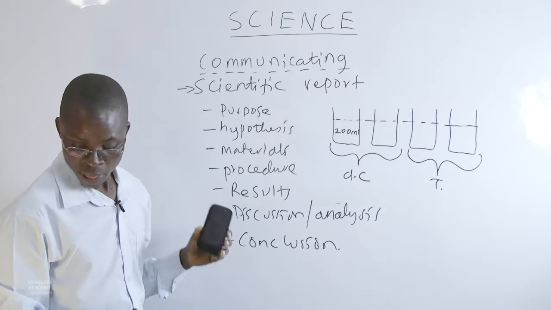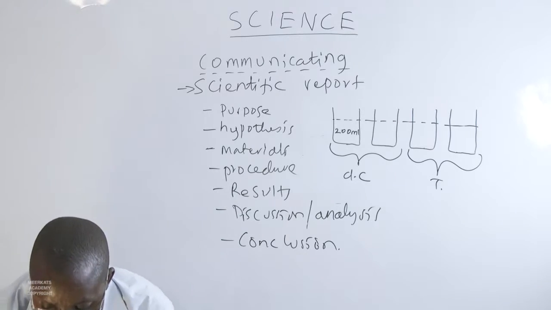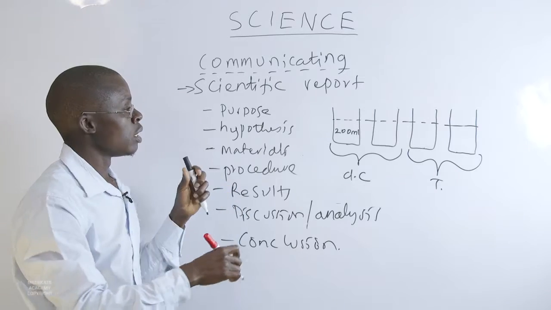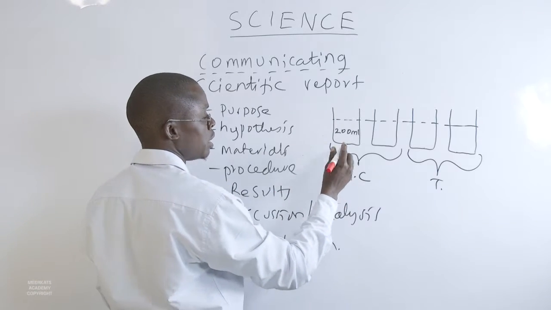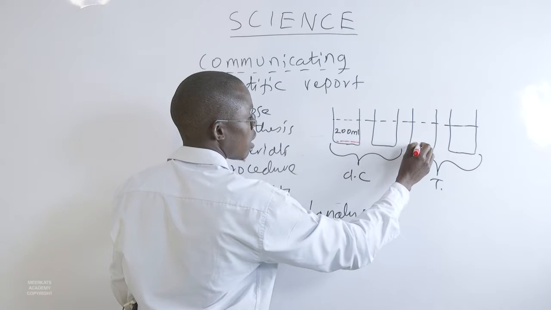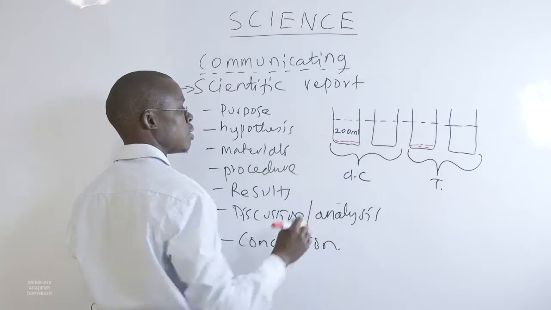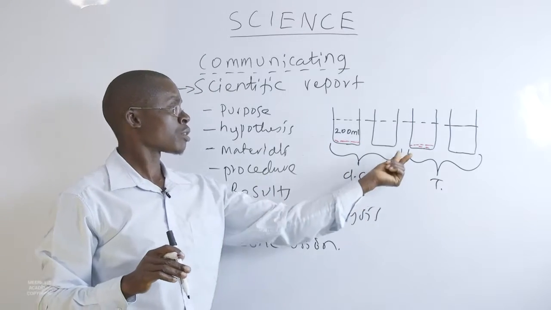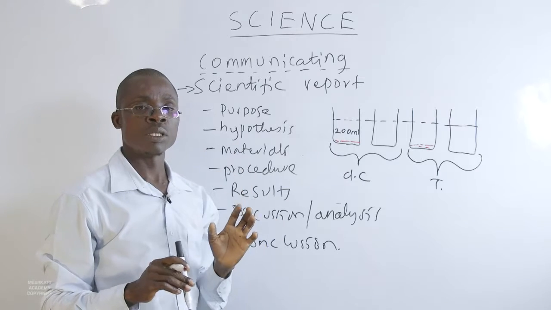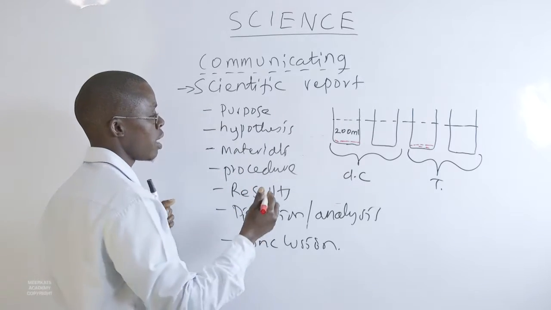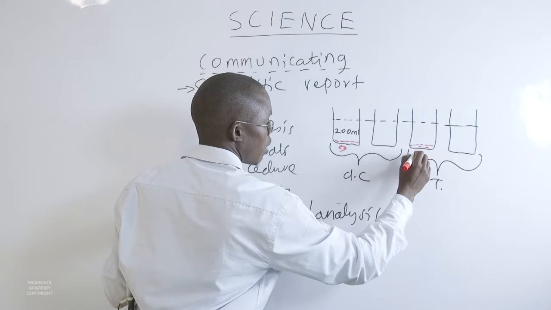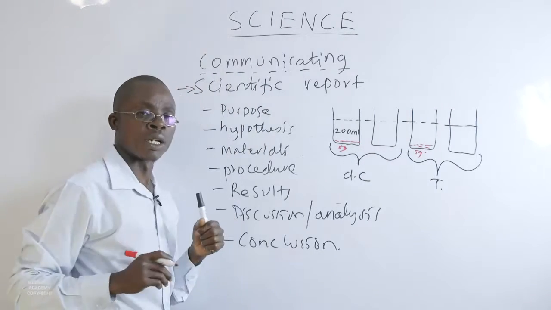Then, in two of them, we shall add sugar crystals. So, for DC, I will have sugar crystals in this, and in T, I will have sugar crystals in that. Remember, the sugar crystals here and here must be of the same amount. Let's assume we have added 5 grams of sugar crystals.